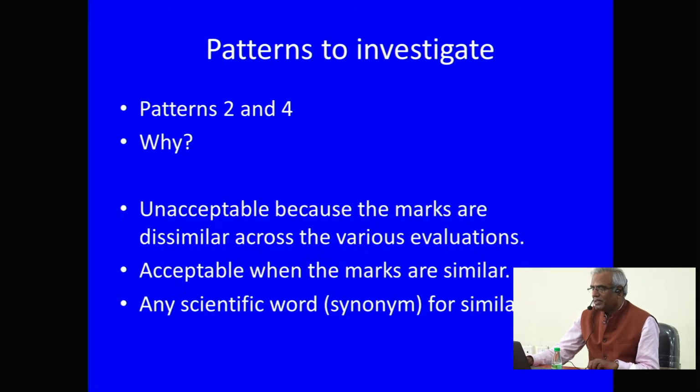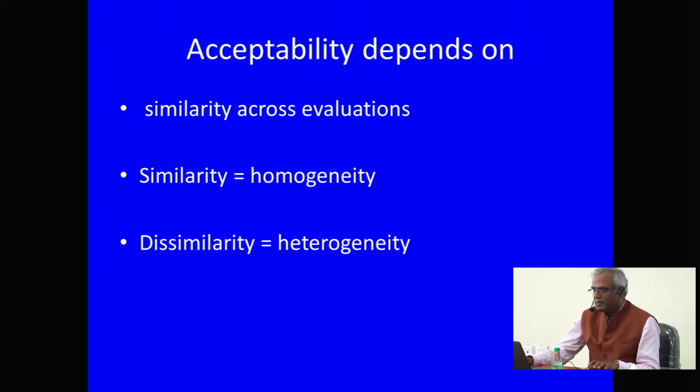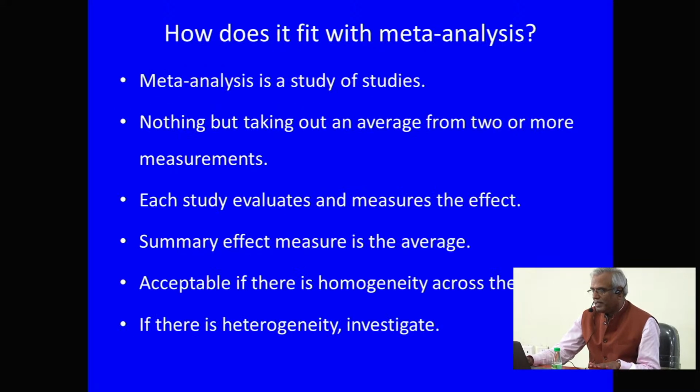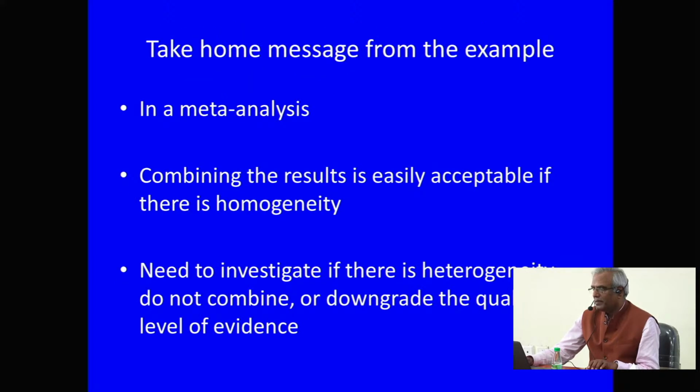So anyway, patterns 2 and 4 are not acceptable because of dissimilarity. And I told you last time, similarity can also be called homogeneity, and dissimilarity heterogeneity. Similarity gives you comfort and acceptability, and that is what happens in meta-analysis. If an effect measure gives homogeneous results, you tend to prefer it because of that acceptability. So combining becomes acceptable if there is homogeneity. You need to investigate if there is heterogeneity, or you may sometimes abandon doing meta-analysis. Even if you do it, then downgrade the quality level of evidence.